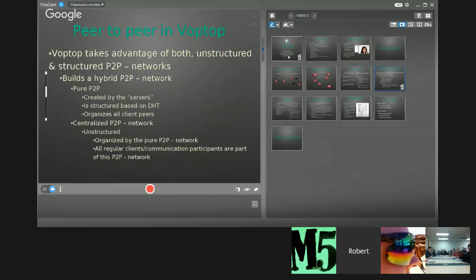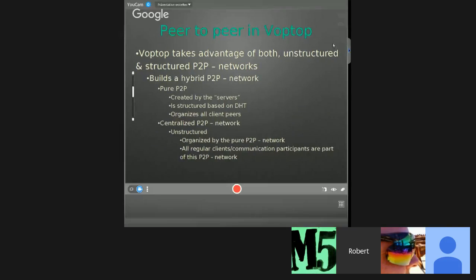So, what kind of peer-to-peer networks are used in Voptop? Voptop takes advantage of both unstructured and structured peer-to-peer networks. Voptop has a central instance. That's a pure peer-to-peer network. It's created by the Voptop servers and is based on a distributed hash table for searching. This pure peer-to-peer network builds the central instance of it and organizes all the rest of the peers.